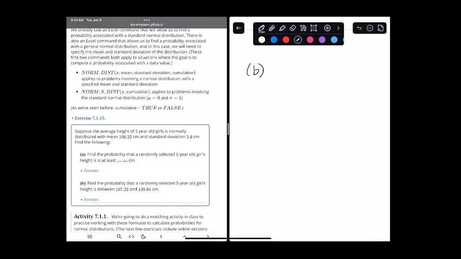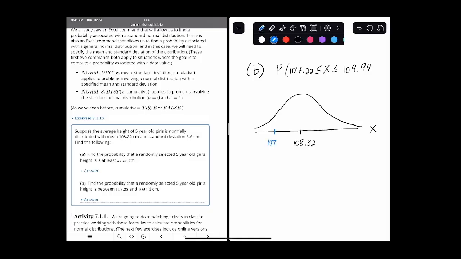In part B, it's asking for the probability that a randomly selected girl's height is between two numbers. So between 107.22 and 109.94. So again, we still have the mean in the middle. We still have this 108.32 in the middle. And now we want the probability that we get something between 107.22 and 109.94. So I want this area right here.